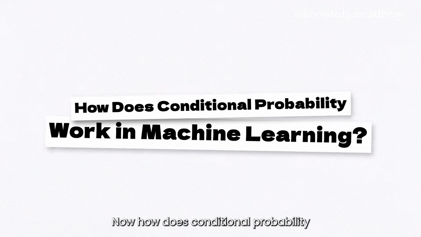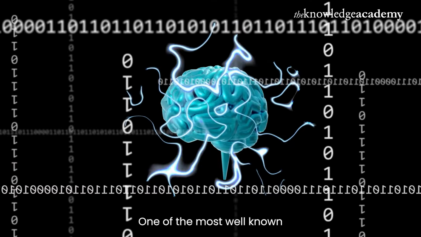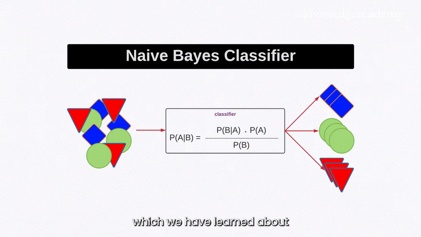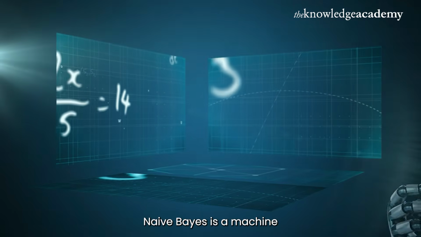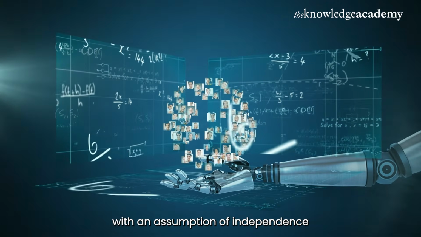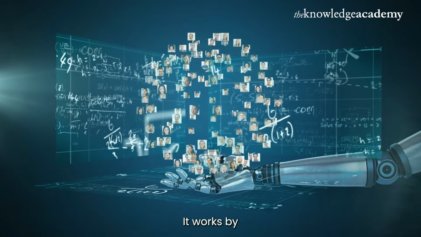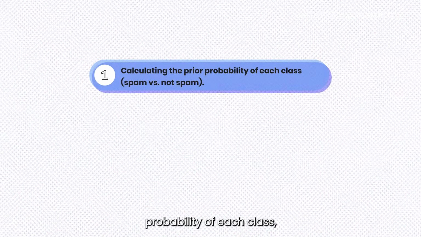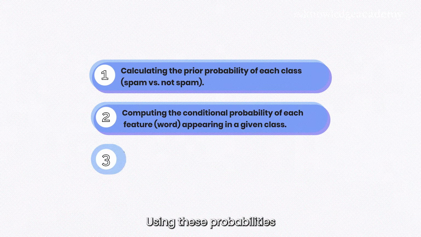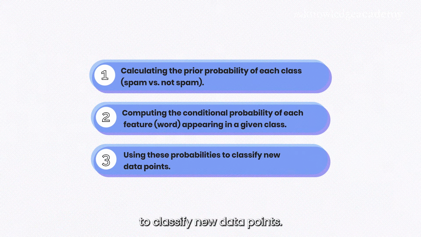Now, how does conditional probability work in machine learning? One of the most well-known algorithms that rely on conditional probability is the Naïve Bayes classifier, which we have learnt about in the previous video in this machine learning playlist. Naïve Bayes is a machine learning algorithm that applies Bayes' theorem with an assumption of independence between predictors. It works by calculating the prior probability of each class, then computing the conditional probability of each feature appearing in a given class, using these probabilities to classify new data points.